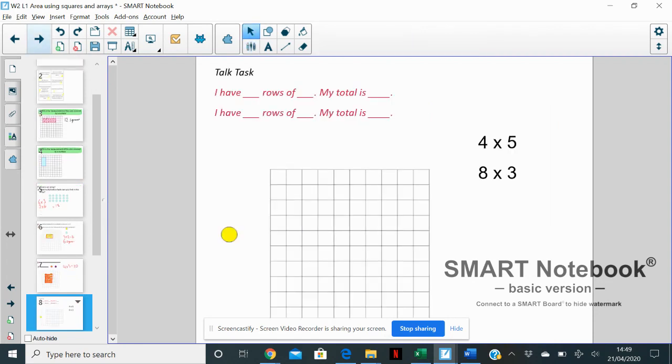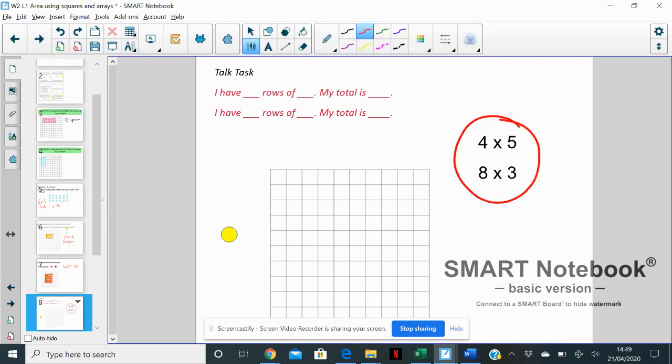So I've got 2 more multiplication facts here, and I would like you on a piece of paper to draw an array which will represent one of those facts, and I want you to use the sentences above. I have rows of my total is. Draw yourself an array. You can make a little rectangle around it as well if you want to remind yourself that it's helping us find the area of a rectangle. See if you can find the area of those rectangles in squares.